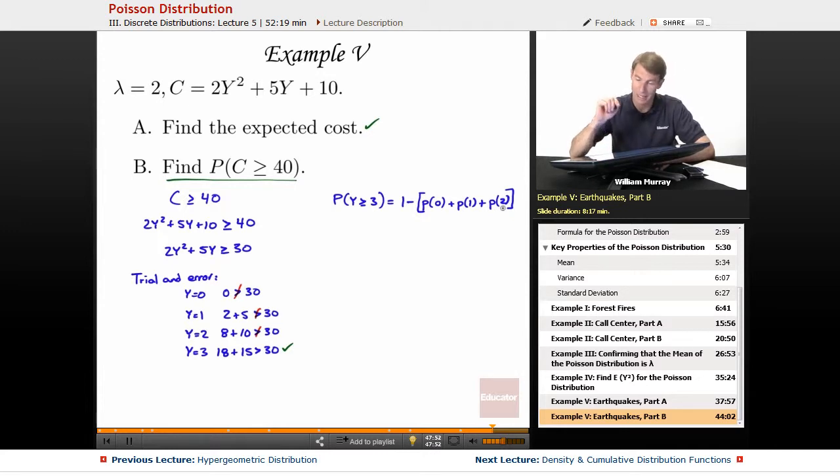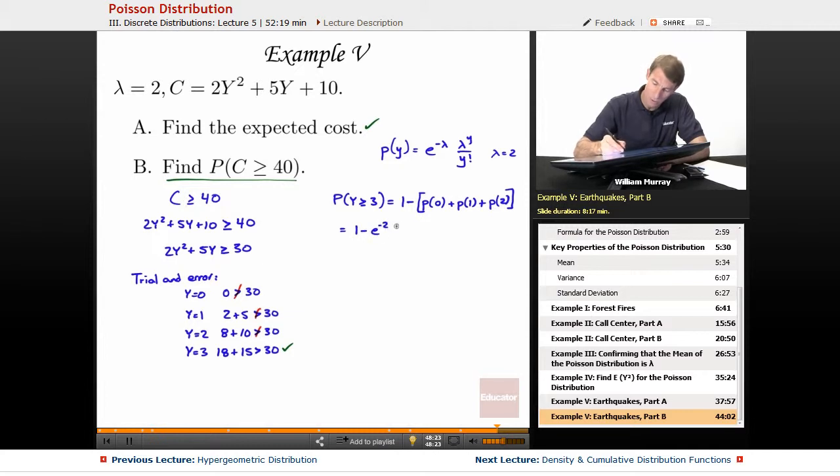And so now I have to actually calculate these probabilities. Let me remind you of the Poisson distribution formula. It tells me that P of y is equal to e to the negative lambda times lambda to the y over y factorial. And in this case, our lambda is equal to 2. So that e to the negative lambda is going to be constant for all these terms. This is 1 minus e to the negative 2. That's the constant part.